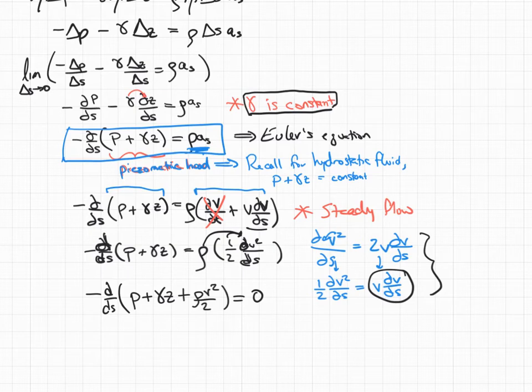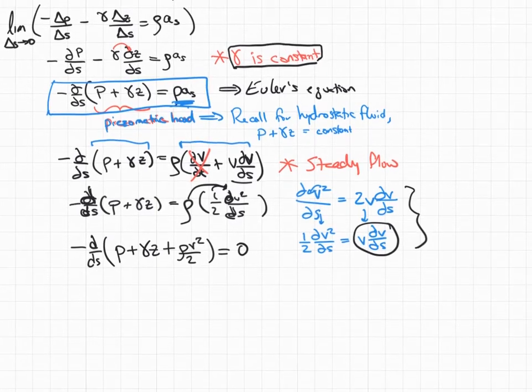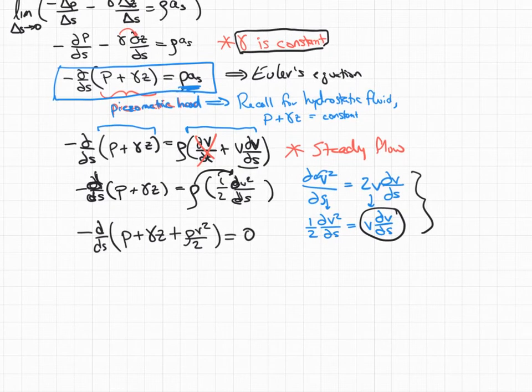One way to say that, or a better way, is that p plus gamma z plus rho v squared on 2 equals a constant along a streamline. That's what that d by ds means. So in the streamline's direction, along a streamline, this quantity is a constant.